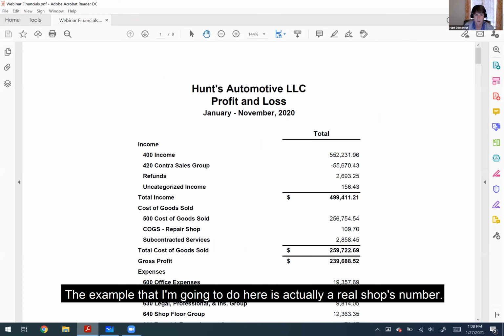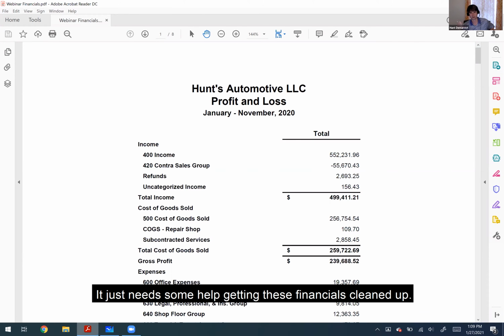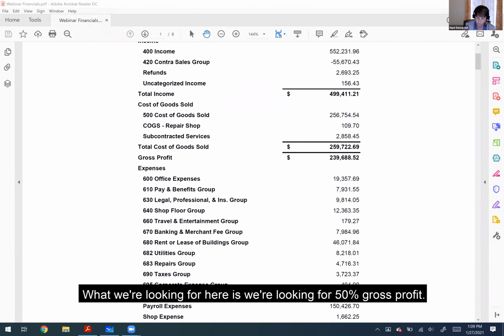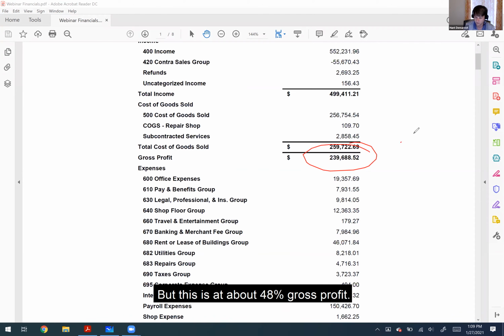The example that I'm going to do here is actually a real shop's numbers. They just needed some help getting these financials cleaned up. This is what the financials look like before I did anything. What we're looking for here is 50% gross profit. You can see down here we don't have any percentages set up, but this is at about 48% gross profit.